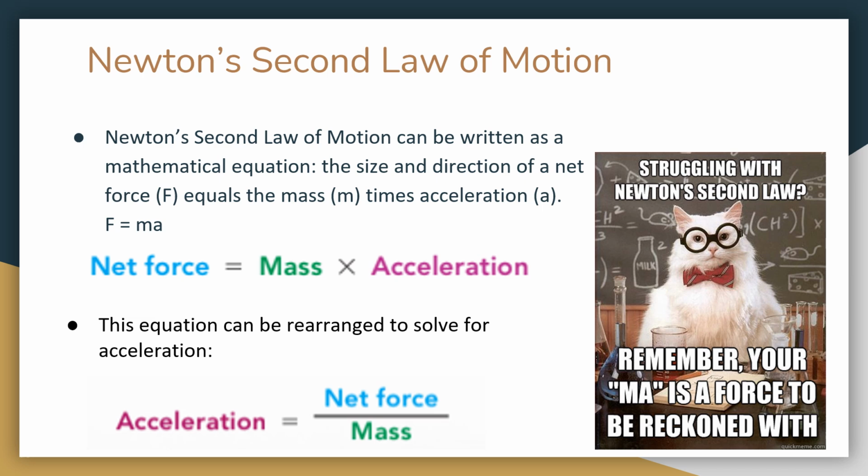Newton's second law of motion can be written as a mathematical equation. The size and direction of a net force equals the mass times acceleration. So F equals ma. Net force equals mass times acceleration. This equation can be rearranged to solve for acceleration, where acceleration equals the net force over mass.